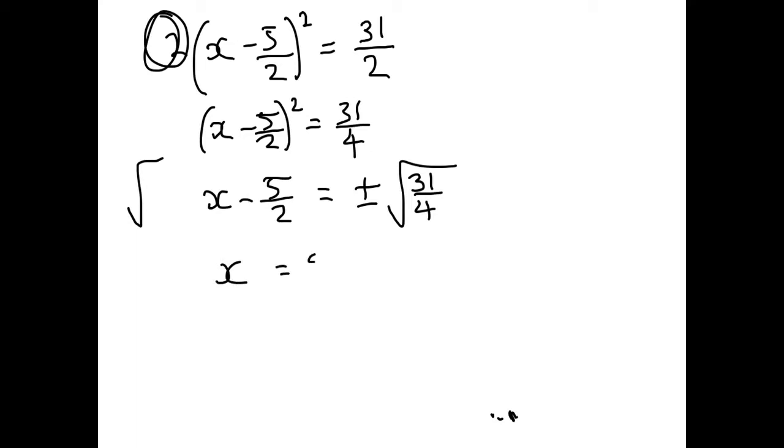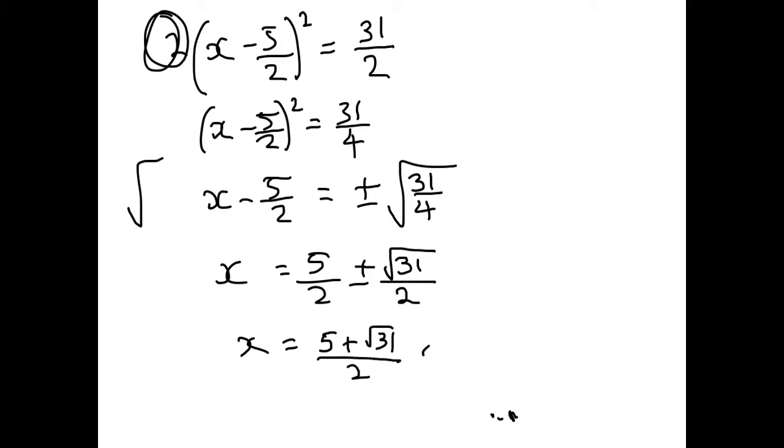X is equal to 5 over 2 plus or minus, now a bit of simplifying here, root 31 divided by 2. Right, a nice way to write that is x is equal to 5 plus root 31 over 2, or 5 minus root 31 over 2.